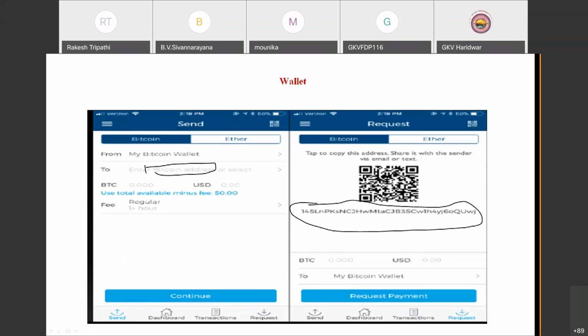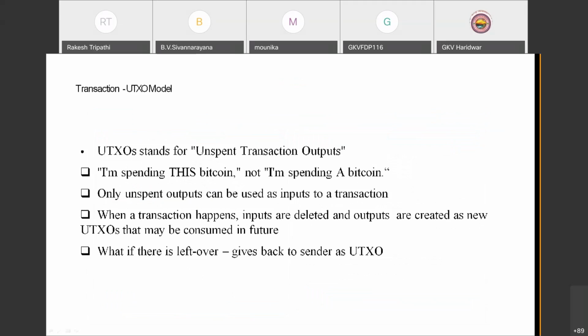Scanning is okay. Typing is very difficult. You might commit a mistake. If you commit a mistake, money is gone, and you won't be getting that money back. So you write this Bitcoin address here, you write how many Bitcoin you want to transfer, and its equivalent US dollar will be here. Then you press continue, and it can be done. So this is your Bitcoin, from your wallet, it will be transferred.